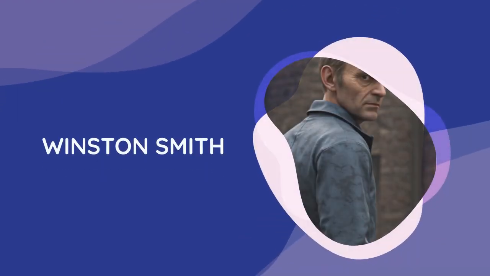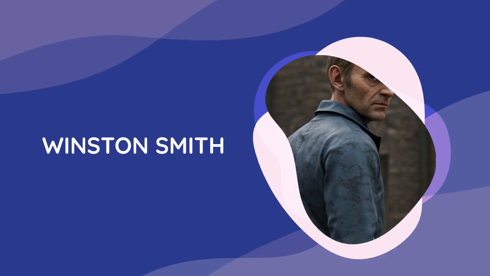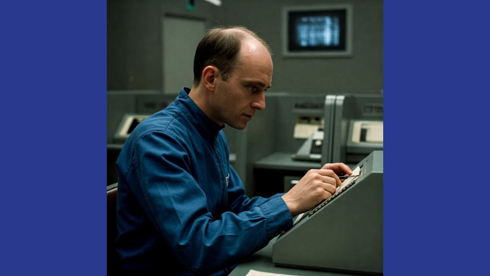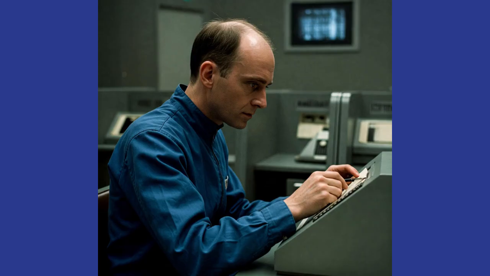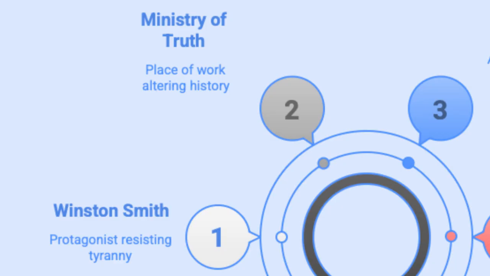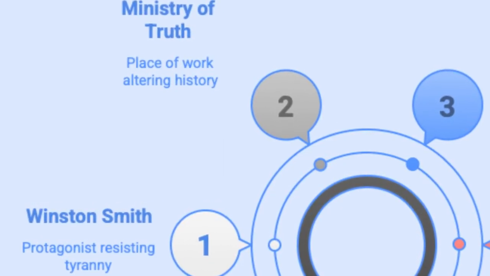Winston Smith is the protagonist of 1984. He is a low-ranking member of the outer party. Winston works at the Ministry of Truth, rewriting history to fit the party's narrative. He is characterized by his rebellious thought and desire for truth.